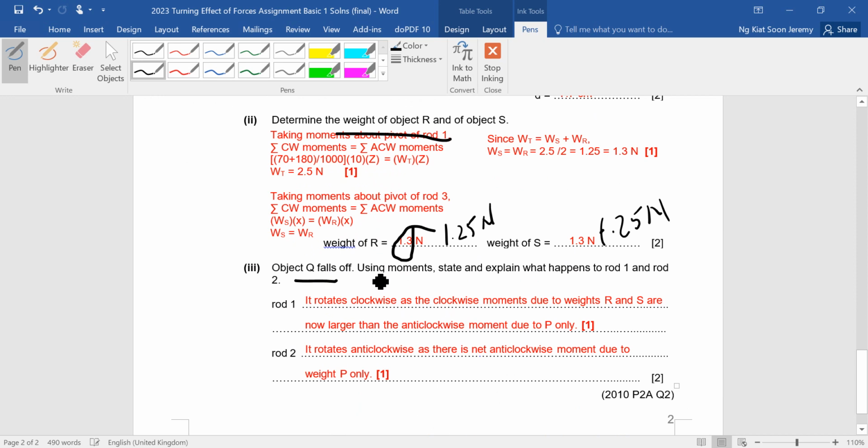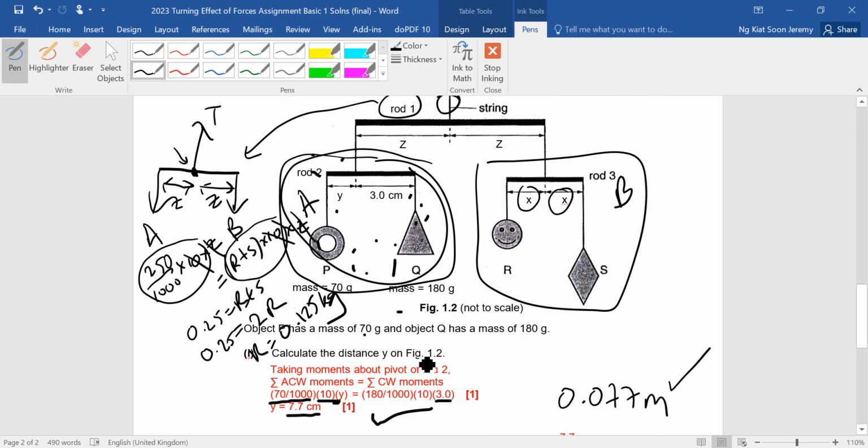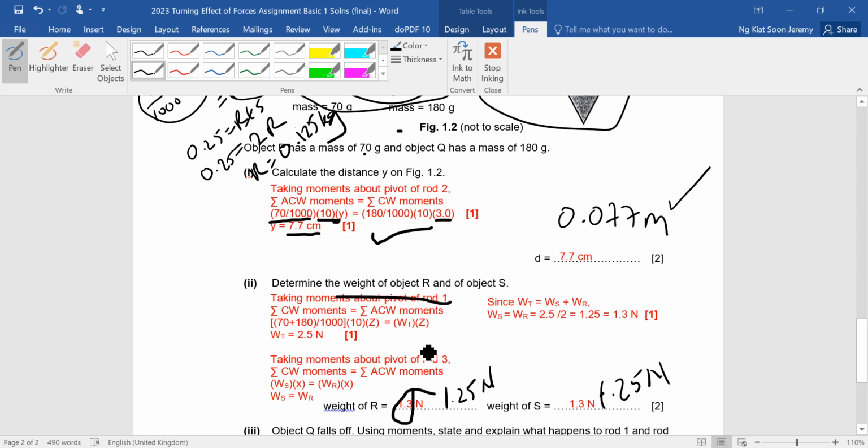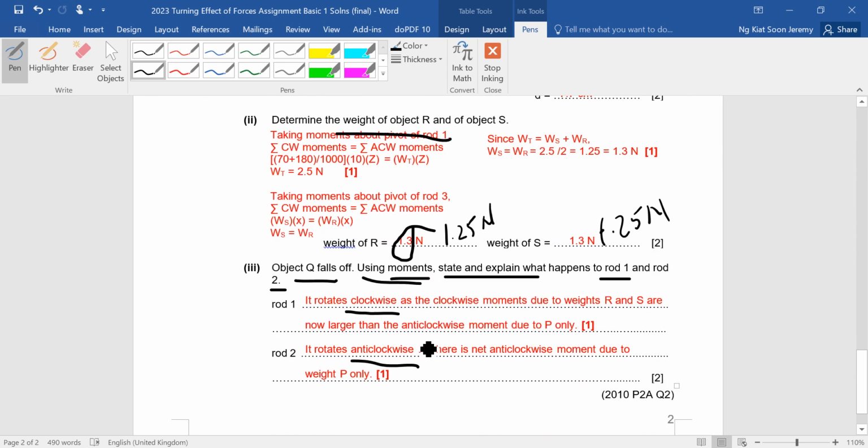if Q falls off, using moments, state and explain what happens to rod 1 and rod 2. If you use moments, the conclusion must be that it stays in equilibrium, meaning it doesn't rotate, or it rotates clockwise, or it rotates anti-clockwise. So the statement of what happens has to be either clockwise or anti-clockwise. If I see any other answer like tilt down, tilt to the direction of P, or tilt to the direction of RS, all these I'll give 0, because it's not a proper way to describe the effect of a moment.